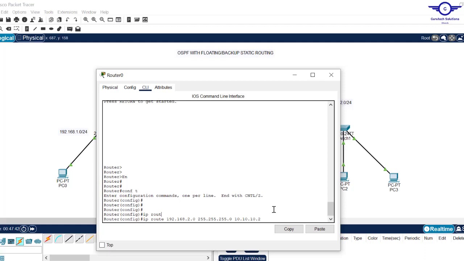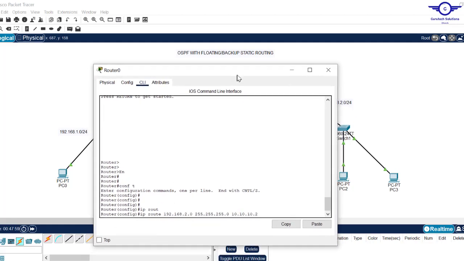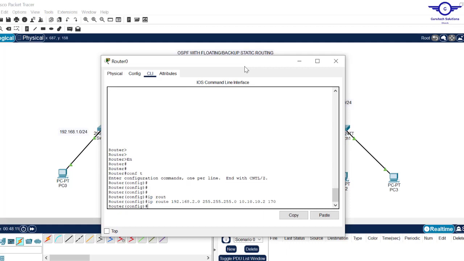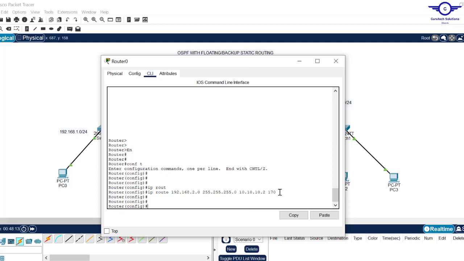So I was saying that we are now configuring a backup static route to this destination such that it can take over when OSPF fails. But we've said that OSPF has an administrative distance of 110. So the backup should have a higher administrative distance. So how do we place administrative distance? You just hit space, then you give it any value that is higher than the primary routing protocol. And the routing protocol in question is OSPF. OSPF has an administrative distance of 110. So this route should have an administrative distance of around, let's say, 170. And we hit enter. So this is the backup route that will be used when OSPF is dead.